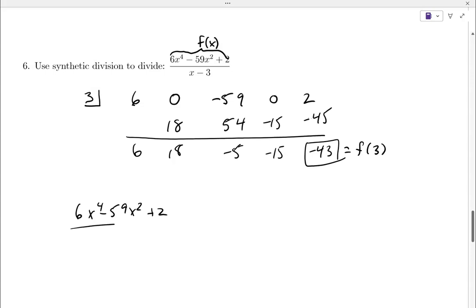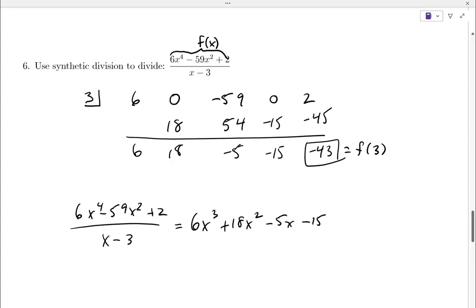What's the quotient going to be? We started with x to the fourth, we divided by x. So this first term in your quotient will be what? Yeah, so it'll be an x cubed, and in particular it'll be 6x cubed. Good. The next term will be 18x squared. The next term will be negative 5x. The next term will be negative 15.